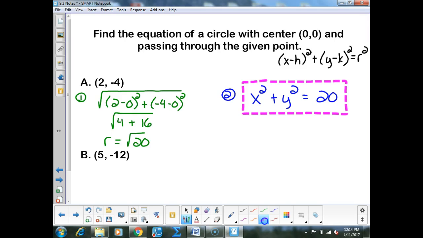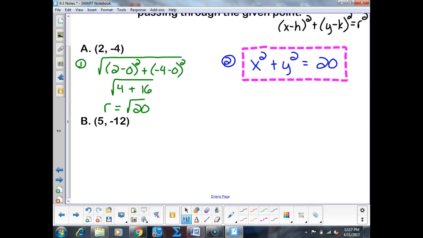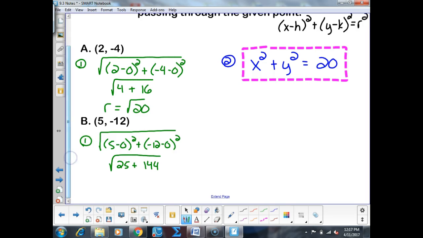Okay? Do part B. All right, so first I got to find the distance. So that's going to be 5 minus 0, quantity squared, plus negative 12 minus 0, quantity squared, and I'm going to take the square root of that. 5 minus 0 is 5, squared is 25. Negative 12 minus 0 is negative 12, squared is 144. Square root thereof gets me the square root of 169.